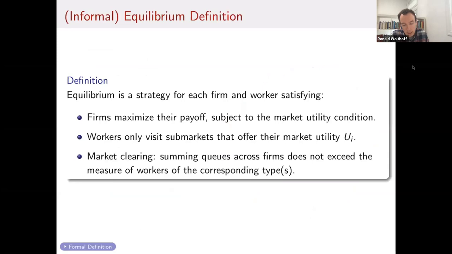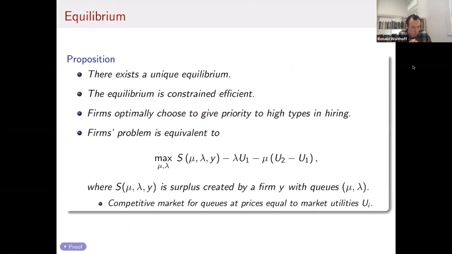The equilibrium definition is standard directed search, so let me skip that. Now, what do we get? We first show that, and perhaps this isn't terribly surprising, so I'm not going to spend too much time on it, there's going to be a unique equilibrium. The equilibrium is constrained efficient. As I just mentioned, firms are going to optimally choose to give priority to high types in hiring, which is what they should do to get an efficient outcome.